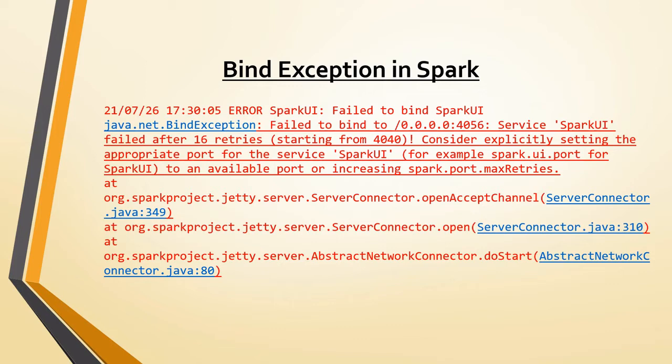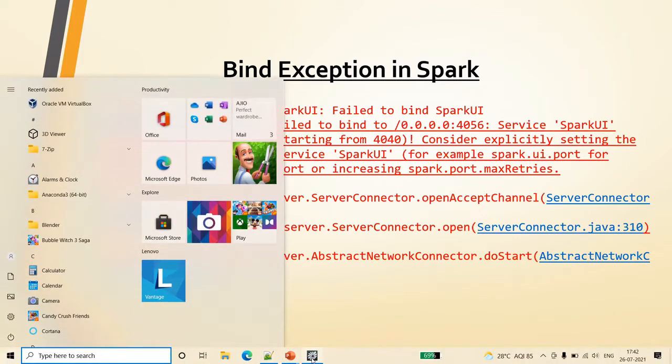So for example, if 4040 is busy, then it checks the consecutive port 4041, next 4042. Like that it checks 16 times. If in those 16 tries all 16 ports are busy, then it will throw this exception. So today we will see what setting we have to change to resolve this exception. So let's go to Eclipse.